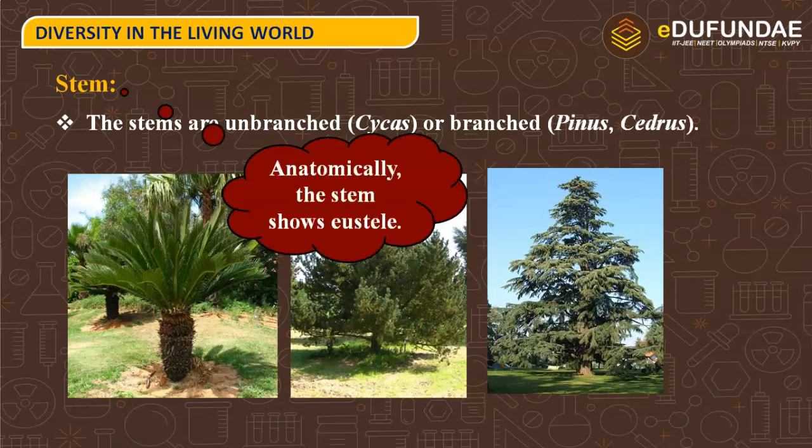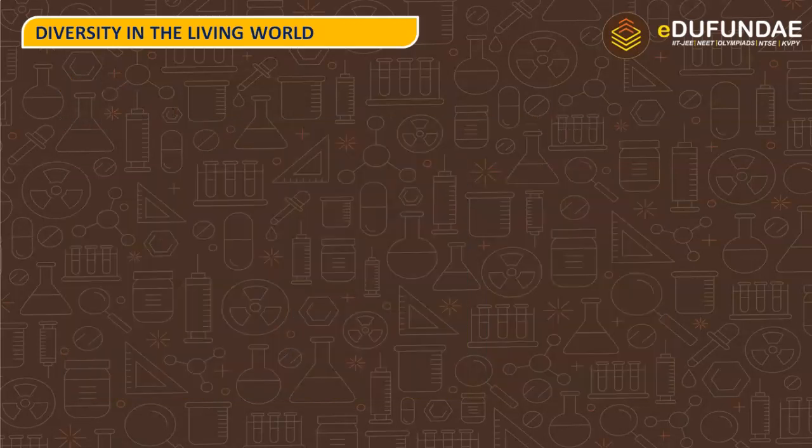Anatomically, the stem shows eu-stele. And what do we understand by the term eu-stele? Eu-stele refers to the true stele. And by true stele we mean that there will be a typical dicot plant stele that consists of vascular bundles of xylem and phloem strands with the parenchymal cells between the bundles, and that is called as the eu-stele.